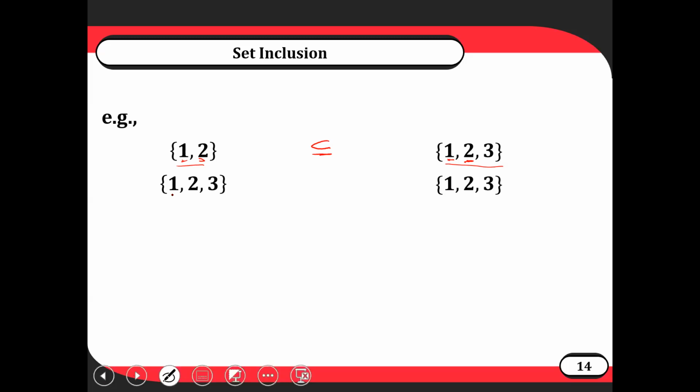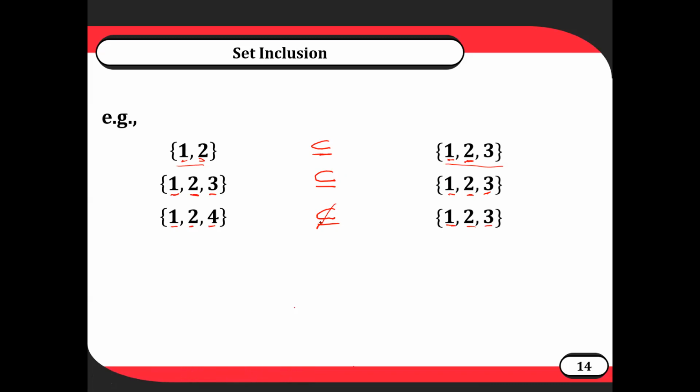Again, every member of this set is also a member of this set, so we would use this set inclusion operator, and these would both evaluate to true. However, these two are members of this set, but the 4 is not. So if we wrote it like this, it would be false, obviously, but we can express it like this. That means 1, 2, 4 is not a subset of 1, 2, 3.